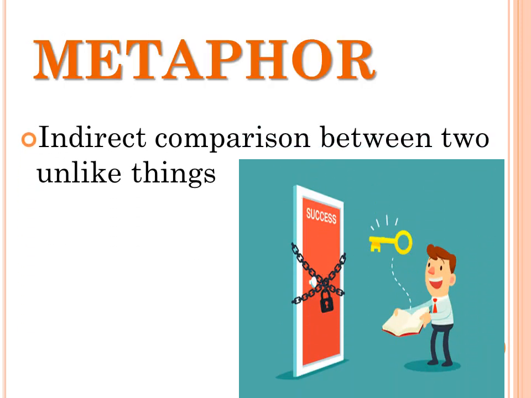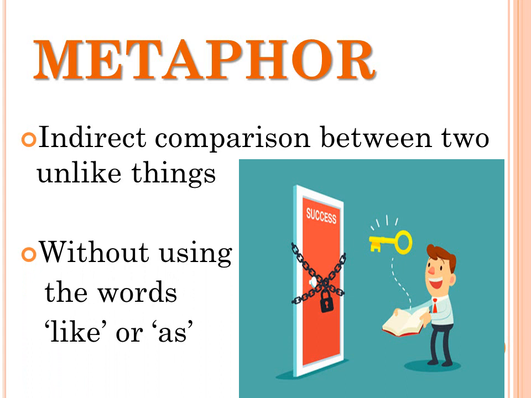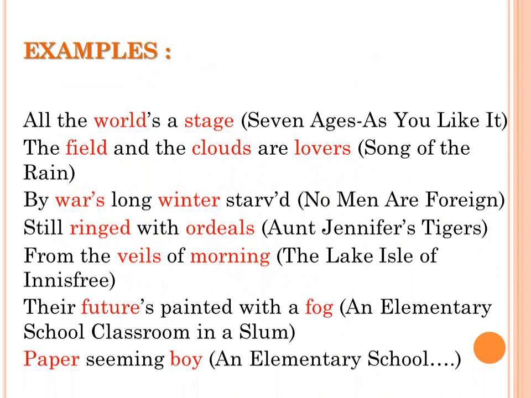Metaphor is indirect comparison between two unlike things, dissimilar things. Simile is direct comparison while metaphor is indirect comparison because it is done without using the words like or as. In simile we say A is like B and in metaphor we say A is B. As in the picture you can see, education is compared to a key which can unlock the door of success. Here we have metaphor. Let's see the examples.